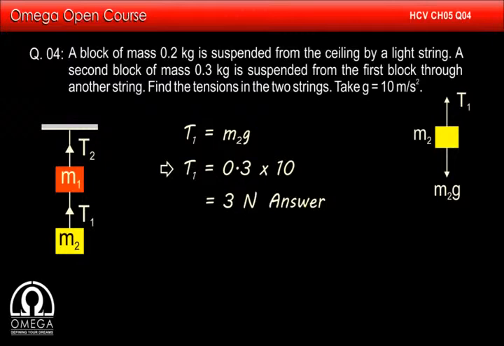This is our answer. Now let us draw the free body diagram of the other block. If we denote its mass by m1, then gravitational force of magnitude m1g will act on it in downward direction.